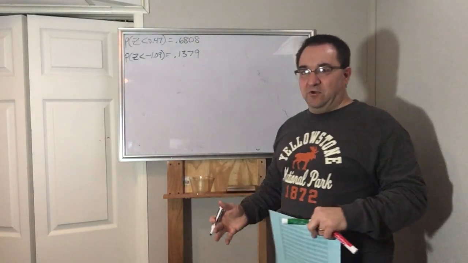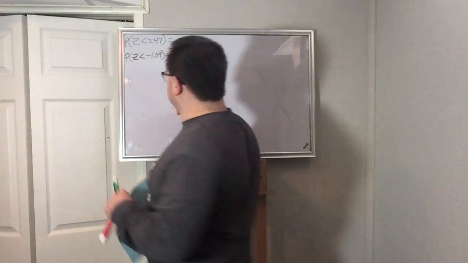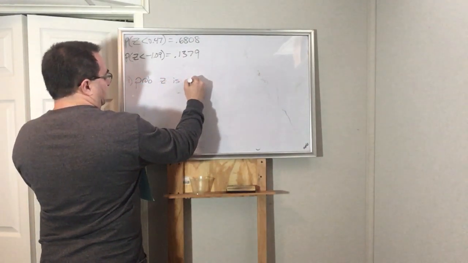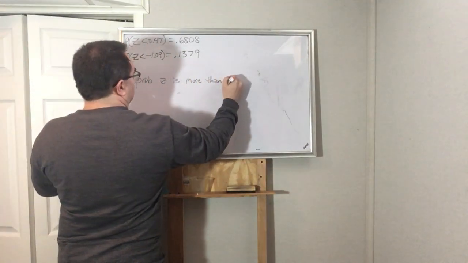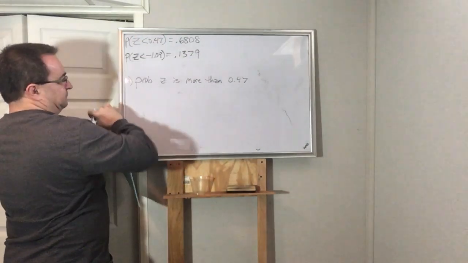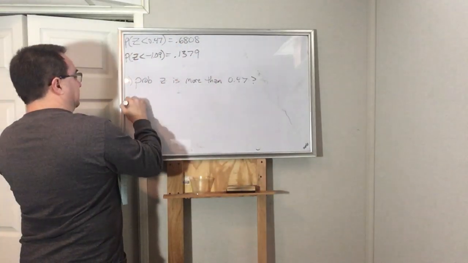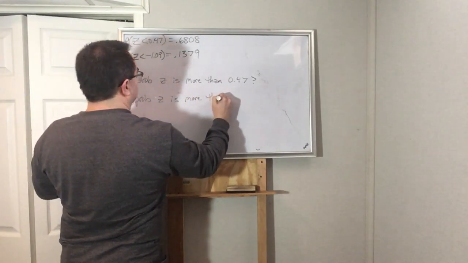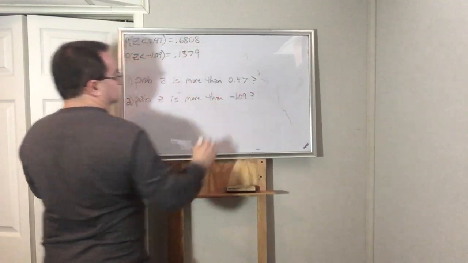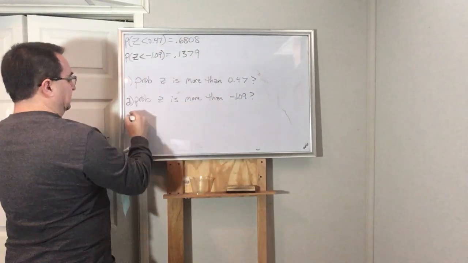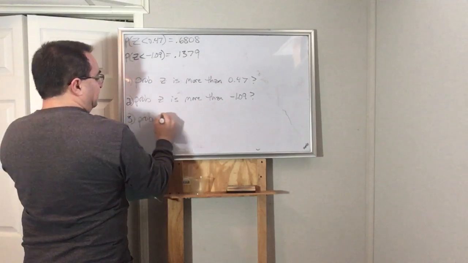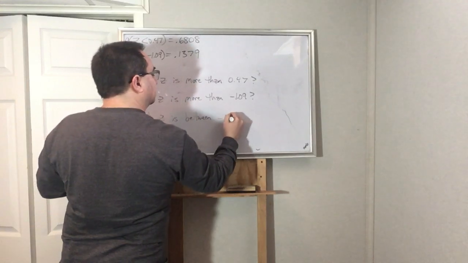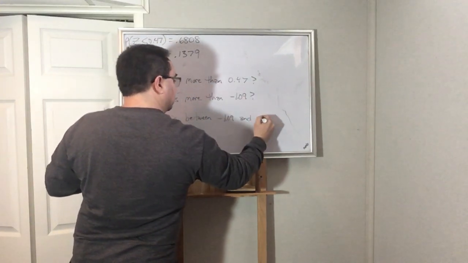Now we're going to answer 3 questions. Question 1. What is the probability that z is more than 0.47? 2. What's the probability that z is more than negative 1.09? And 3, what is the probability that z is between negative 1.09 and 0.47?